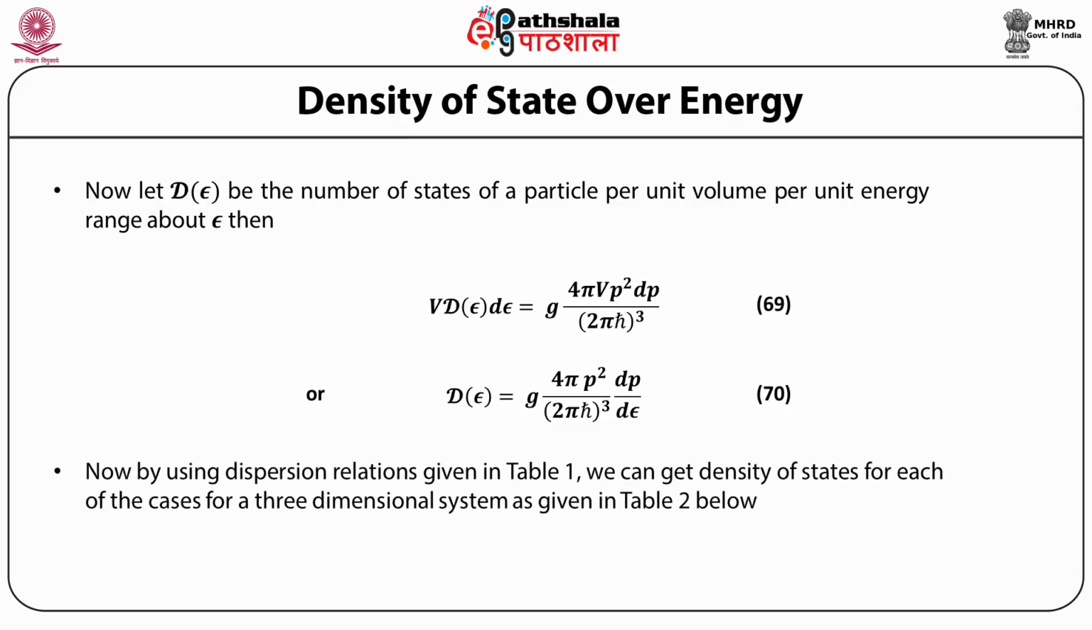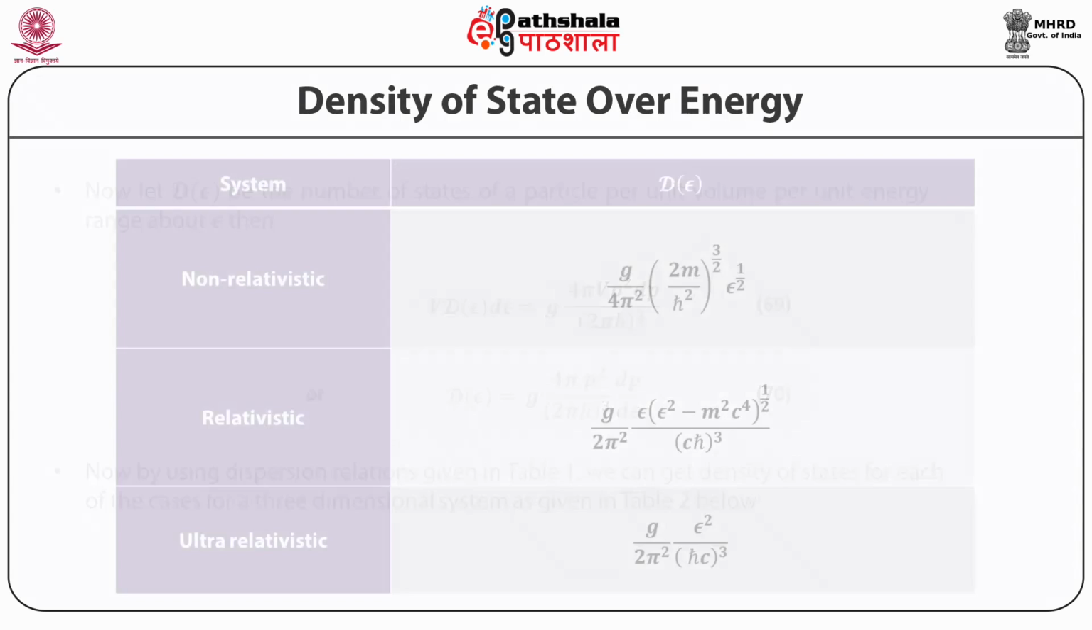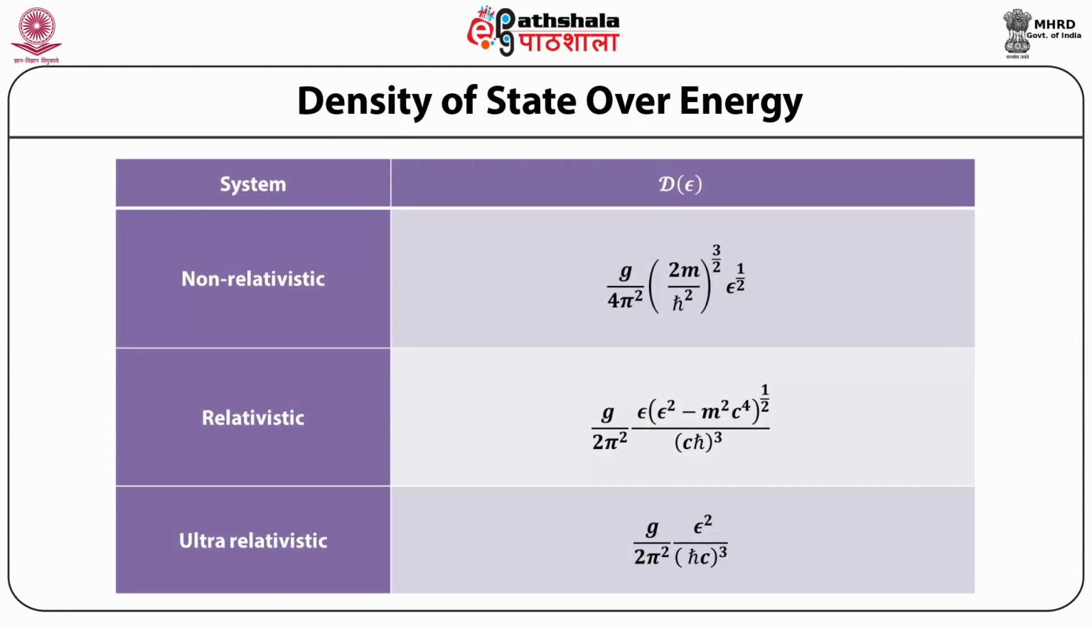Now by using the dispersion relations discussed earlier, we can get the density of states for each of the cases for a three-dimensional system, as given in table 2 below. That is, for a non-relativistic system, the density of state is given by g upon 4 pi square (2m by h bar square) raised to power 3 by 2 multiplied by epsilon raised to power half.